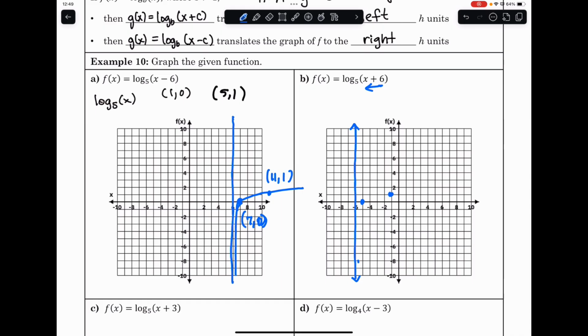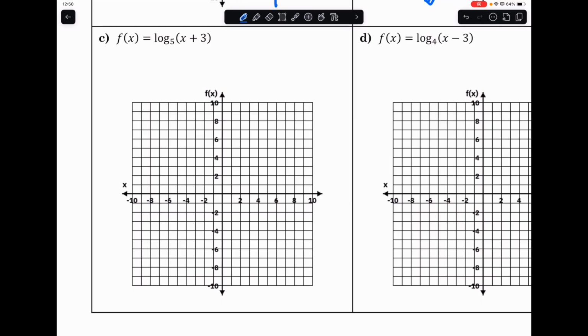So let me just connect these 2 points. And there is your graph. So let's look at the example C now. Example C has the same log base 5, but this time it's x plus 3.